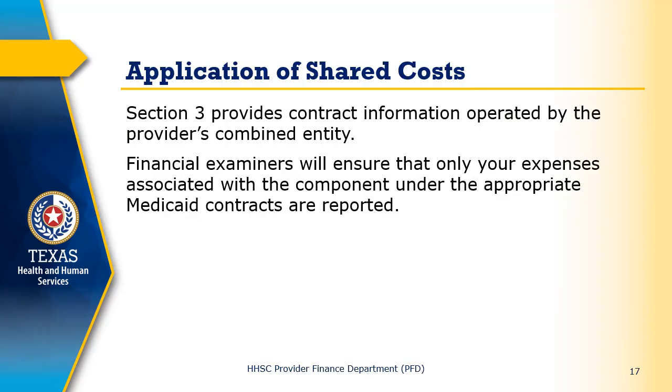Providers will be able to allocate shared costs of business components listed only in Section 3. Financial examiners will review the expenses associated with the specific components outlined in the relevant Medicaid contracts to ensure accuracy. Any discrepancies or failures in proper verification may result in the cost reports for the combined entity being deemed unacceptable.